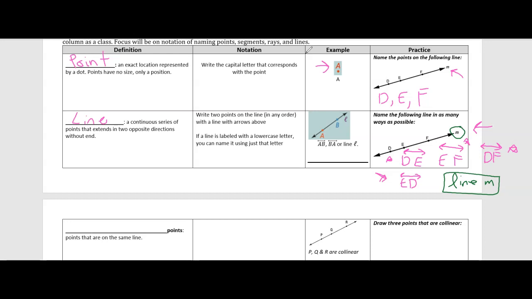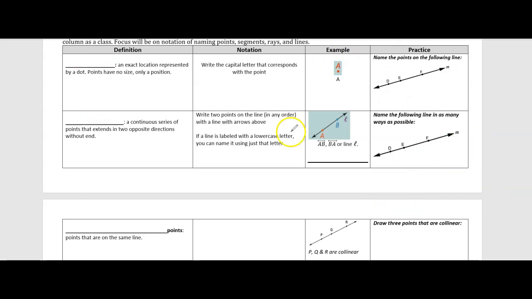One thing to make sure you do is make sure you put these little arrows on the end of your bar on top of whatever 2 letters you choose. Now, what would be incorrect would be if I did 3 letters. So if I did line DEF, that would be an incorrect notation. You strictly want to use 2 letters if you're using the notation with a bar with arrows on top. Okay? All right, let's go down to our next word.